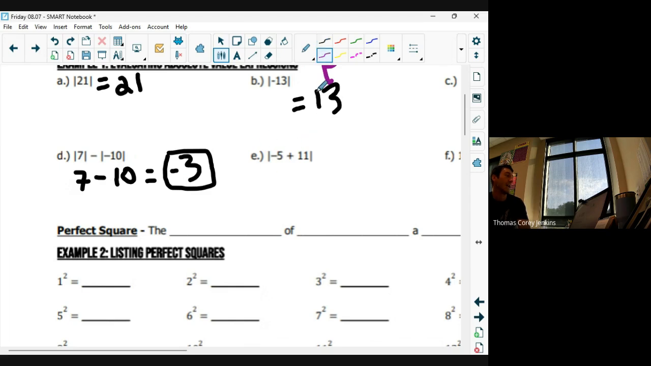All right. On E, if there's a binomial or more than one term in the bars, we treat those like they're in parentheses. So we want to go ahead and do what's in the parentheses first. Negative 5 plus 11. Anybody know what that is? 6. Very good. Positive 6. All right. Now we can go ahead and evaluate the absolute value, which is what? 6. The absolute value of 6 is 6.